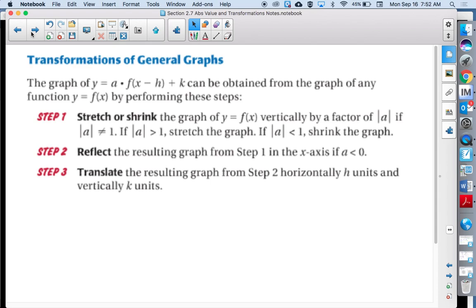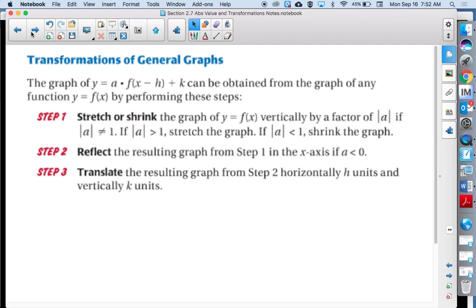Now our goal is to go beyond an equation that you know and try to look at a more general equation. So this says the graph of a times f of x minus h. This is now function notation. That function represents any possible graph that could exist that is a function. So it doesn't just have to be absolute value like the absolute value graphs that we looked at. It could be any graph. So that's what that f means. Any kind of function, a graph that passes the vertical line test, can be obtained from the graph of any function y equals f of x by performing these steps.